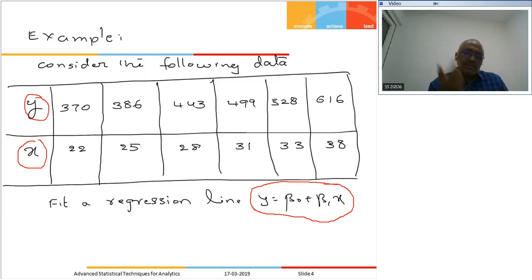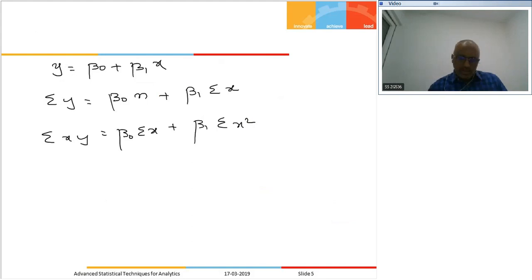So in this case, it is straight away given. We have to find the regression line of the type y equal to beta naught plus beta 1x. That is a simple linear regression. Now, as discussed in the previous sessions, if y equal to beta naught plus beta 1x is the linear regression we are trying to have, then immediately we know we have these two equations called normal equations.